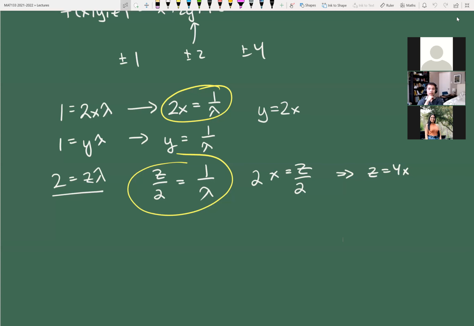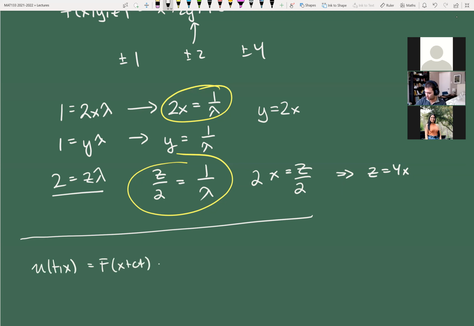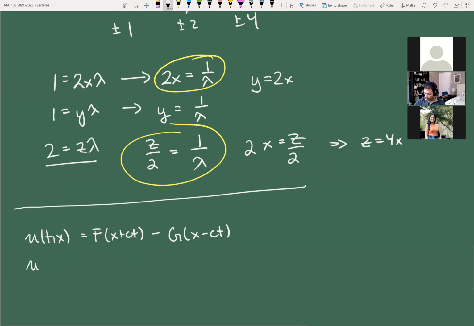Okay, what is it even asking? So look at the very beginning of part 2. It tells you, and I can just write this part down because it's public info. So we're told u(t,x) is f(x+ct) minus g(x-ct). And then we're told as well that u(0,x) is g(x).